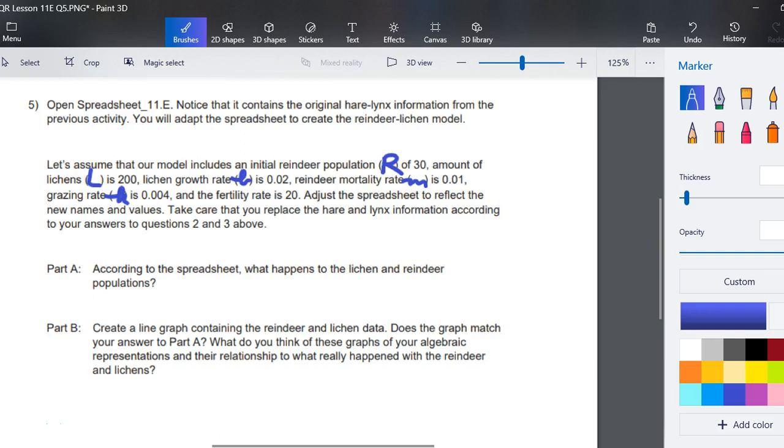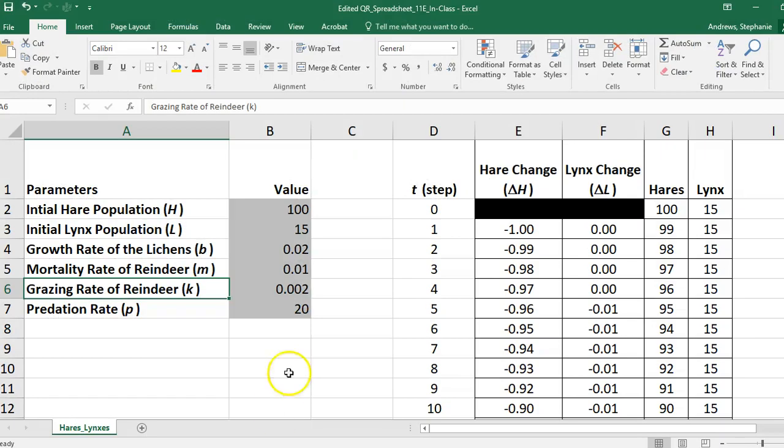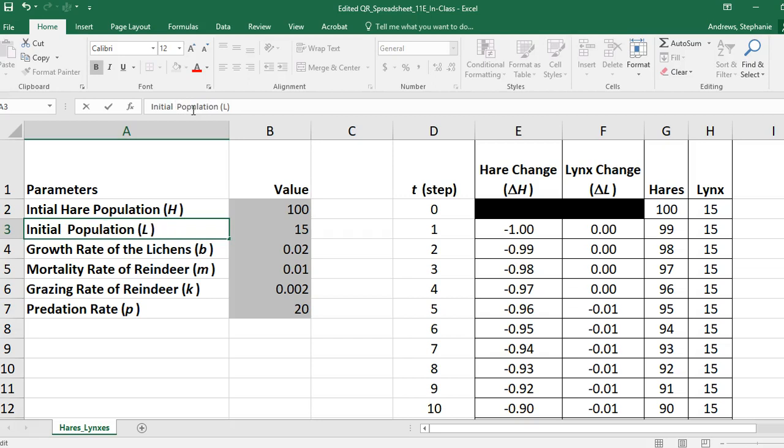There's a fertility rate of 20, and they ask us to adjust the spreadsheet to reflect new names and values. Take care that we replace the hare and lynx information according to our answers on 2 and 3. And let me go ahead and get that started. So they ask, now that I have this open, the initial deer population. So we have several things that we need to change over. So the reindeer are like the lynx, and that's part of what we got on question 2. And I didn't change it then, we'll change it here. And so this would be the reindeer.